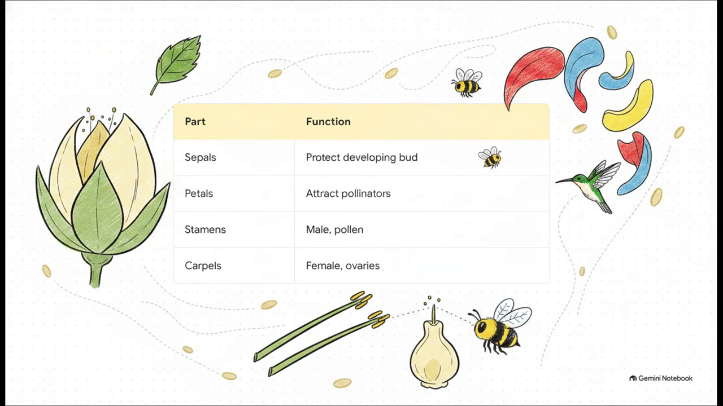To really understand angiosperms, we have to look at how they engineer reproduction using modified leaves. There are four main parts of a flower. The sepals are the outermost part. Their job is to protect the developing flower bud before it opens. Then the petals. They are usually brightly colored to attract pollinators like bees or birds. Next, we have the stamens, which are the male reproductive parts containing the pollen grains. And finally, right in the center, we have the carpels, the female reproductive parts containing the ovaries. It's just a perfectly engineered system for passing on genetic blueprints.